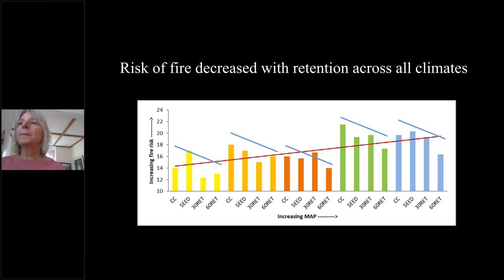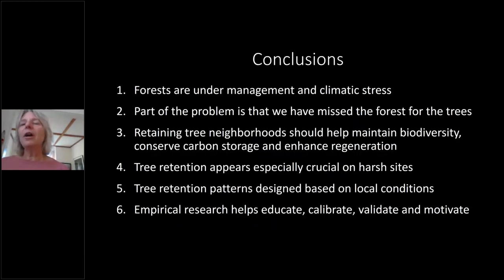So in conclusion, I just want to say the forests are under current stress from the climate and also our management practices. And part of the problem, I feel, is that we've missed the forest, the connectivity of the forest, for just focusing on trees. And that retaining tree neighborhoods or legacy trees in clusters, especially in smaller clusters, can help maintain biodiversity, store carbon, and enhance regeneration. And that this retention appears to be especially crucial on harsh sites, and I would venture a guess as our climate changes into the future.